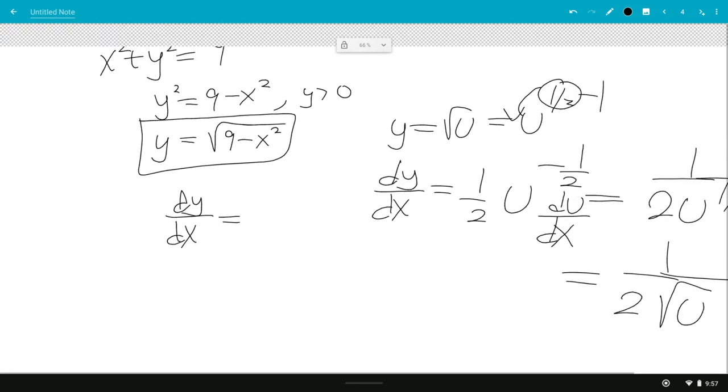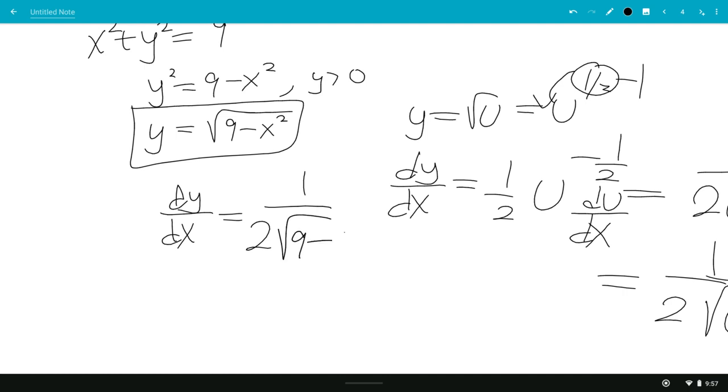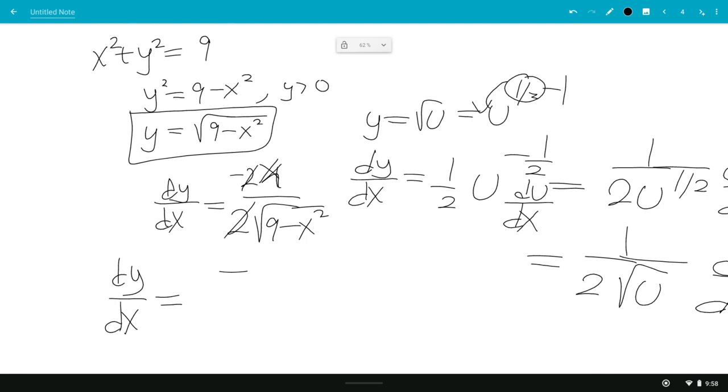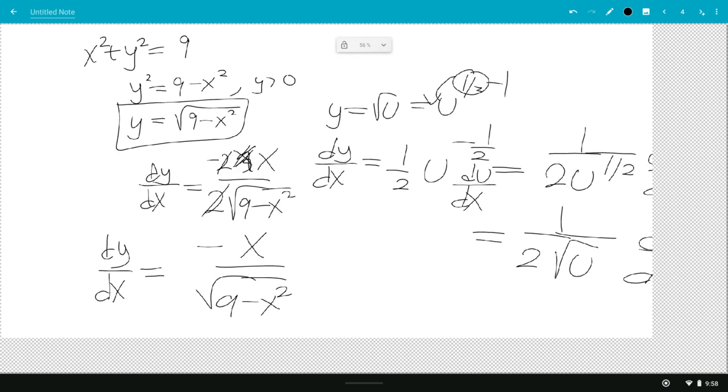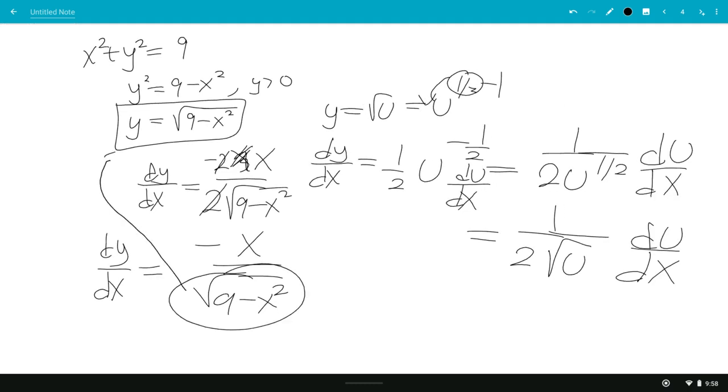So in this case, we have 1 over 2 square root of 9 minus x squared times the derivative of the inside, which is negative 2x. So we'll just put that on the top, so this will be minus 2 times x. The 2 and the 2 in the bottom will cancel, leaving us with dy/dx equals negative x over the square root of 9 minus x squared. But we can see here that y we already defined as the square root of 9 minus x squared. So this is negative x over y, which is the same thing we have here. And that's the end of the video.